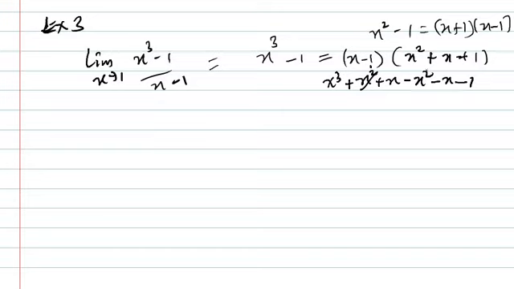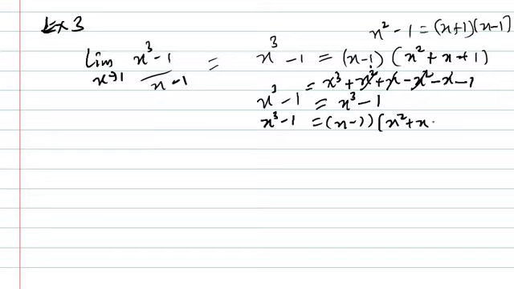So from here, this one goes with this one, and also this one goes with this one. So we end up with x cubed minus 1. This one is equal to this, so we can use this. Since x cubed minus 1 is equal to x minus 1 times x squared plus x plus 1, we can take this in place of x cubed minus 1. So we can say the limit as x approaches 1 of x cubed minus 1 all over x minus 1.